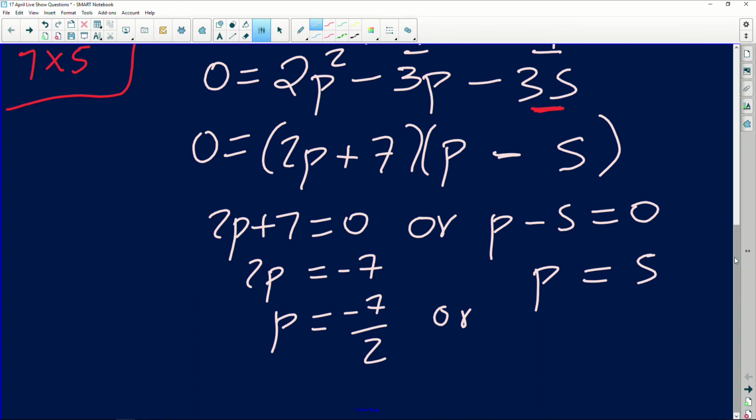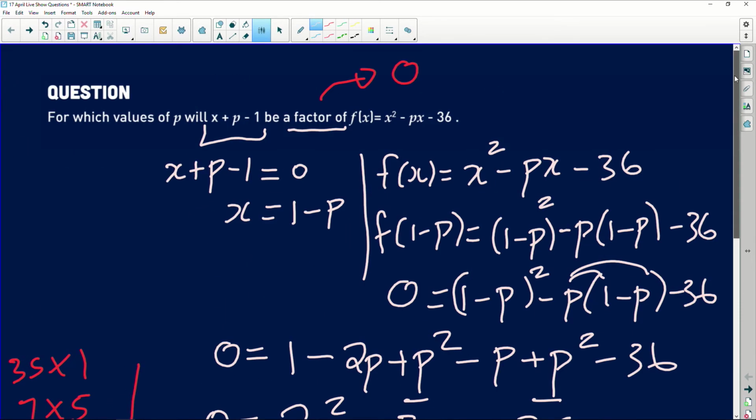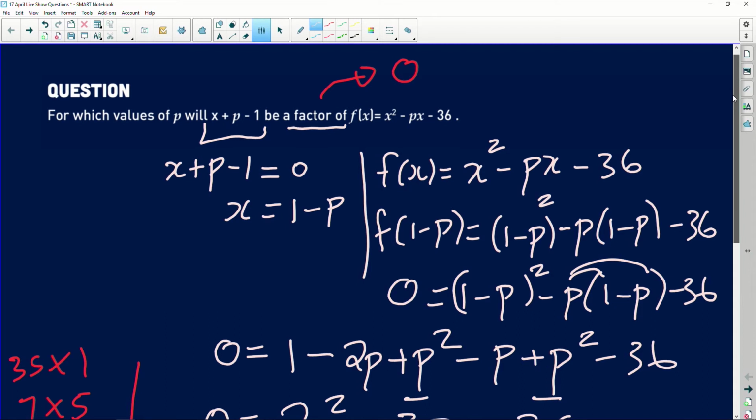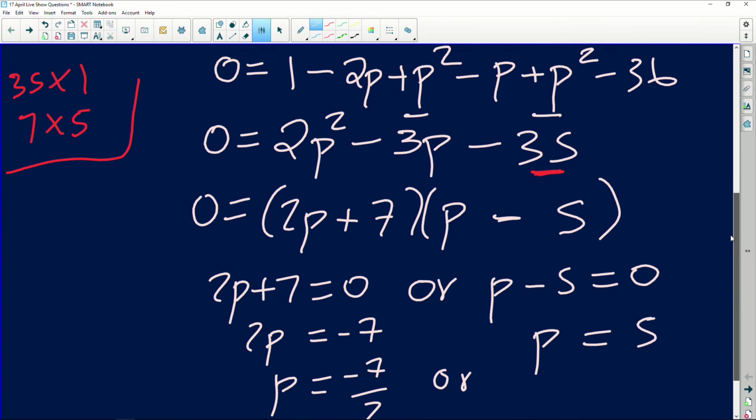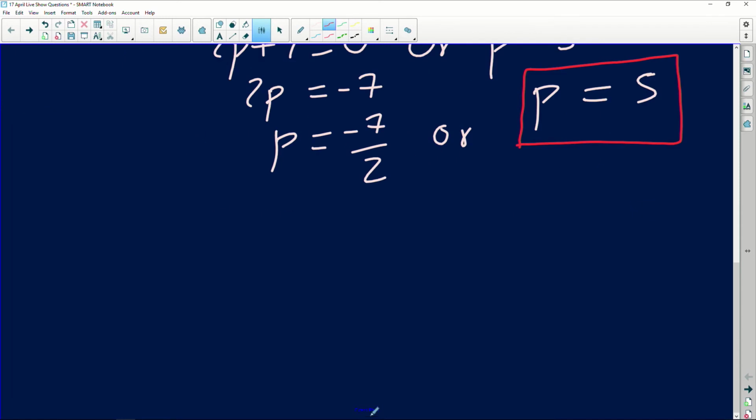So if you look at the question, it was asking us to find the value of p. It says, for which values of p will x plus p minus 1 be a factor of this function? So it turns out that when p is negative 7 over 2, or when p is equal to 5, it does indeed become a factor. Now we can actually prove this by taking one of these answers. If I take p equals 5, just to prove to you that indeed when p is 5, this thing that was given to us is going to be a factor. Let's see what will happen if I do that.